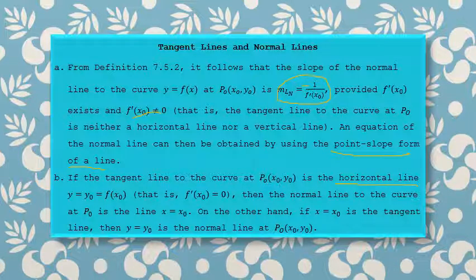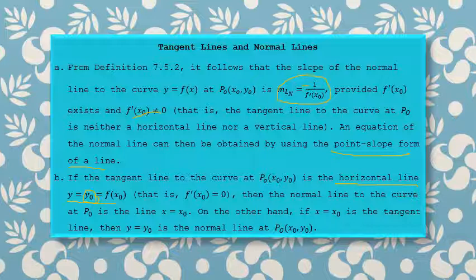Okay, if the tangent line to the curve at point P sub O is the horizontal line, take note, y equals y sub O equals f of x sub O. So, if yung tangent line natin, class, to the curve at point P sub O is a horizontal line, which means ang equation natin ay magiging y is equal to y sub O. Ibig sabihin, kung ano yung given ninyo na point na y sub O, yun yung magiging tangent line ninyo.